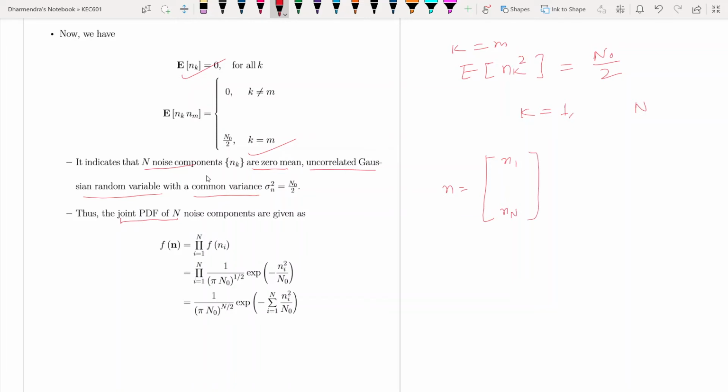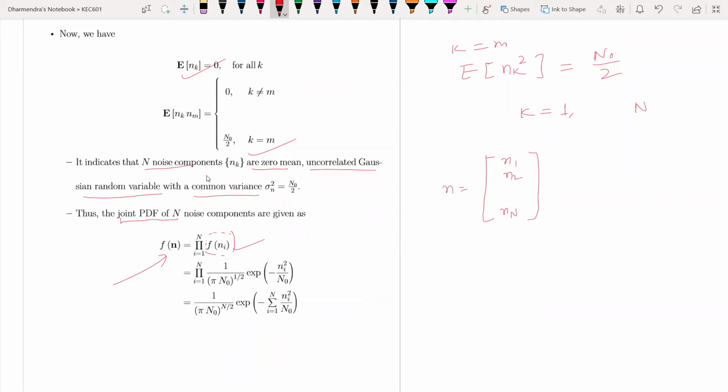Okay, these are independent. So the joint PDF of the vector N will be the product of the PDF of each of the components. So that can be written like this.